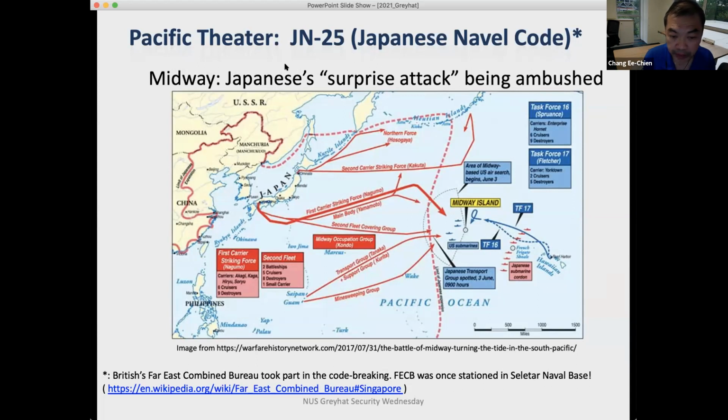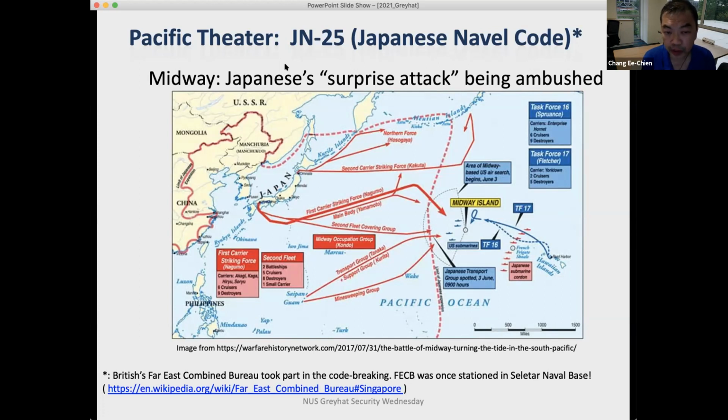What happened at Midway is the Japanese planned a surprise attack. They wanted to conduct surprise attacks on a US aircraft carrier, but their message was intercepted and decoded. Because of this, instead of having a surprise attack, they were ambushed, and as a result, they lost actually 4 aircraft carriers. The code that was broken is JN25, the Japanese Navy code.